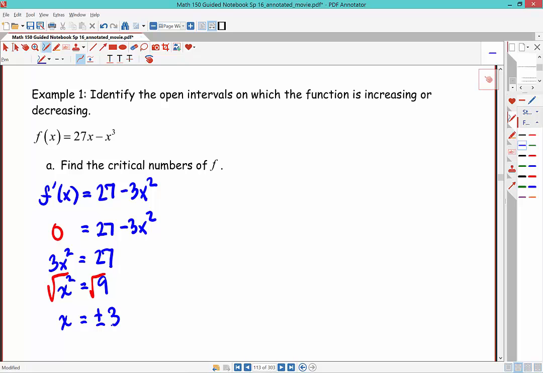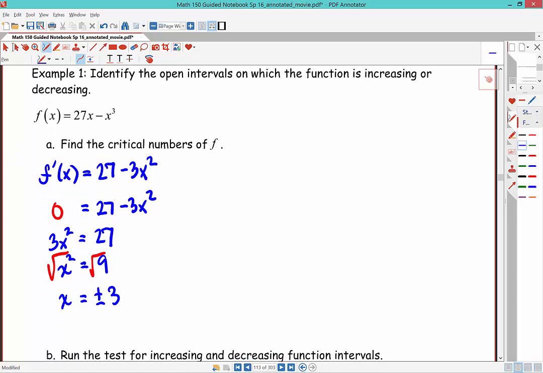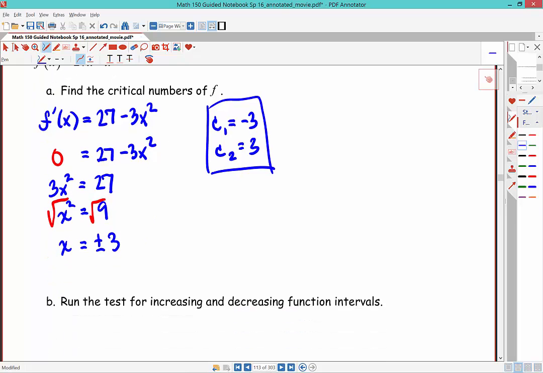Good so far? So now we look at our interval. Well, we weren't given one, right? And the domain of this function is from minus infinity to infinity. So what are we going to get? We're going to get c1 is -3 and c2 is +3. Okay, then we run the test.